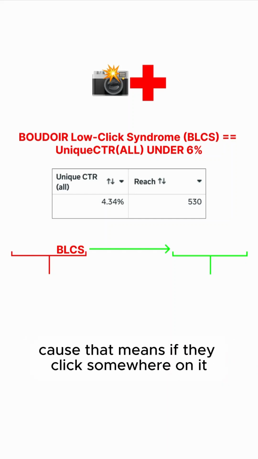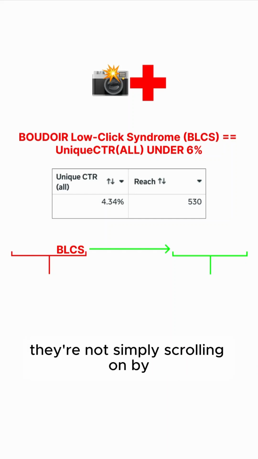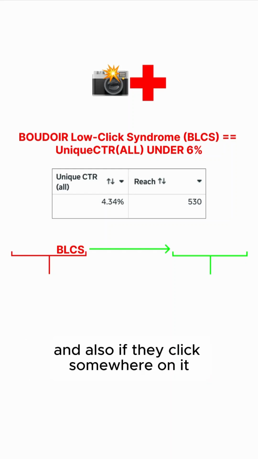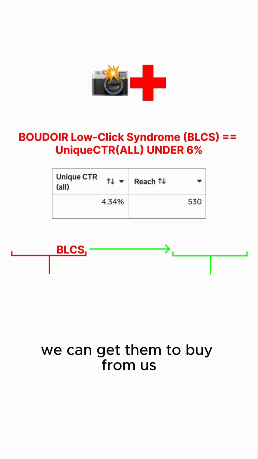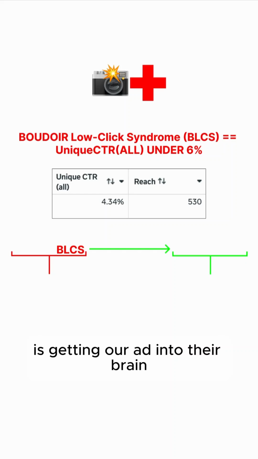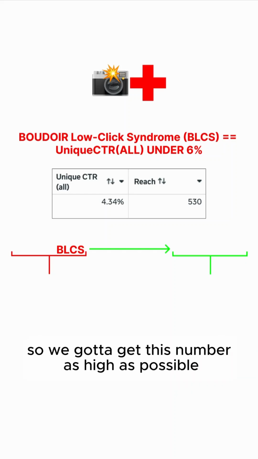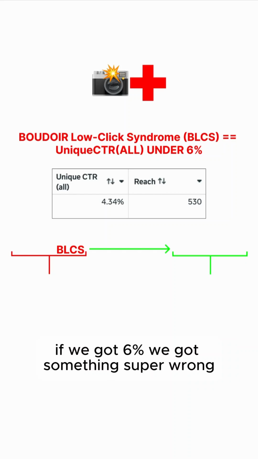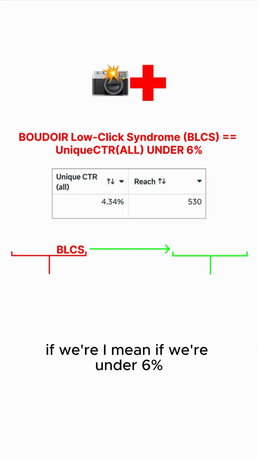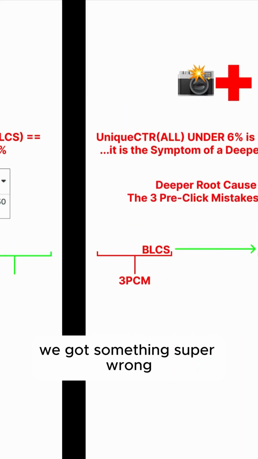And we care about that because if they click somewhere on it, they're not simply scrolling on by. Also, if they click somewhere on it, we know our ad has entered their brain, which is the only chance that we can get them to buy from us. So we got to get this number as high as possible. 6% is the minimum. If we're under 6%, we got something super wrong.